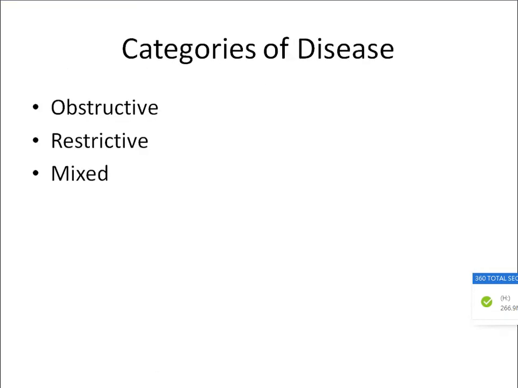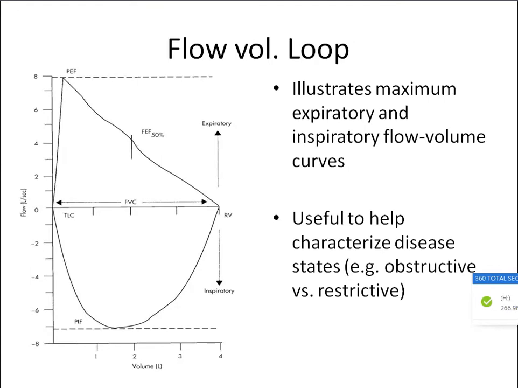For example, if there is obstruction, you will see a depression in the expiratory portion. If there is a restrictive abnormality, both the expiratory portion above the x-axis and the inspiratory portion below the x-axis will be decreased in size.